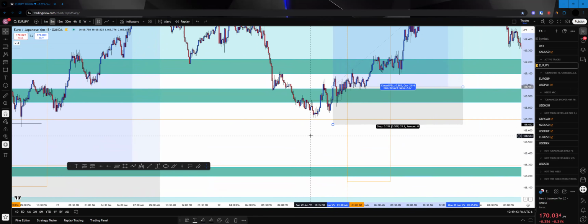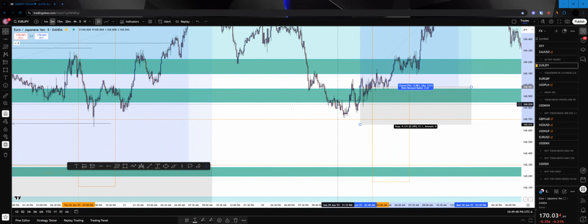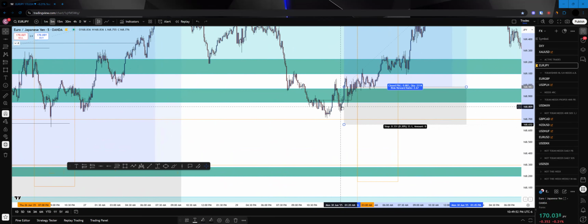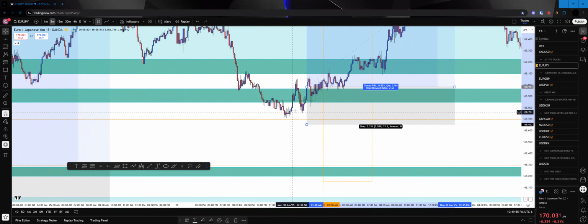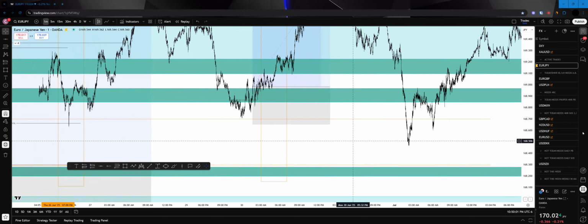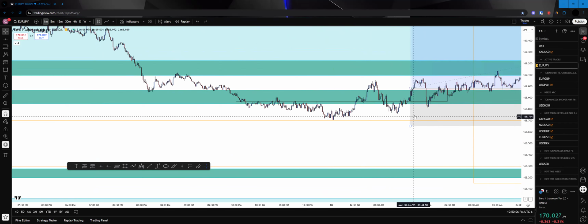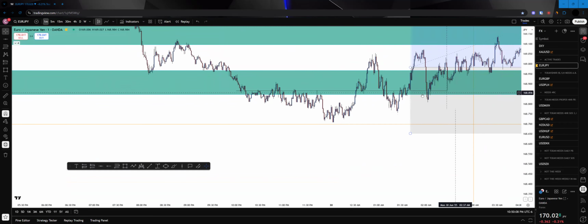Price is at the level right here, and the area of interest. Price breaks, pulls back, and doesn't look like there's an engulf in here. Let me see in the 1 minute. So right here, you can see the sequence right here.